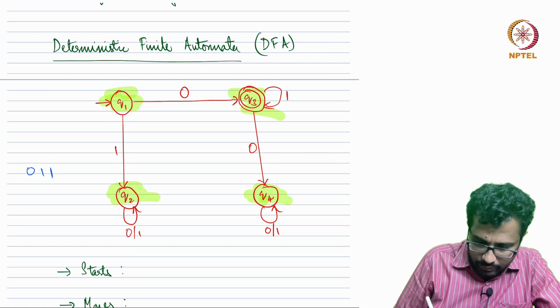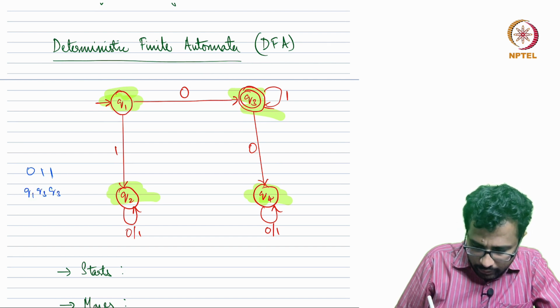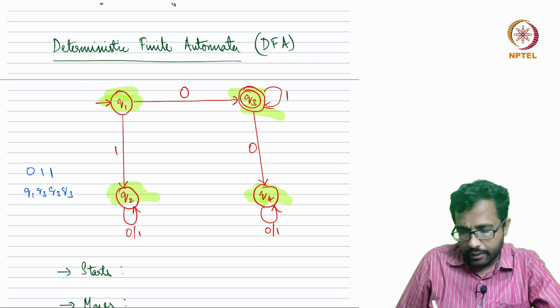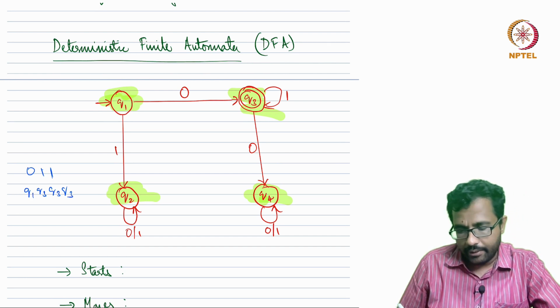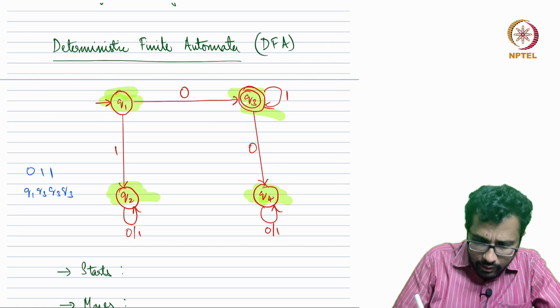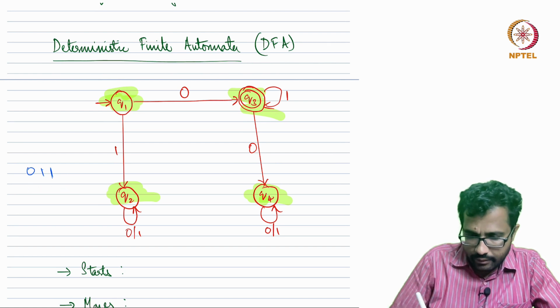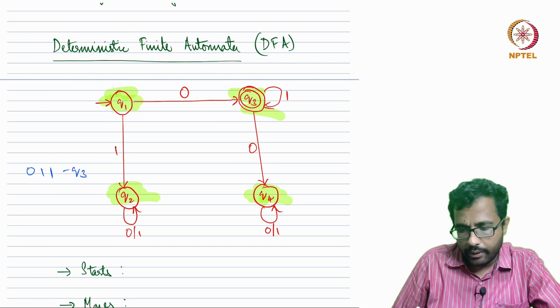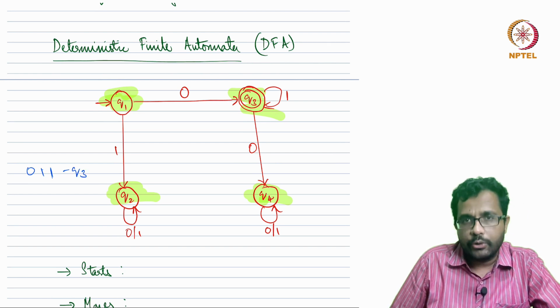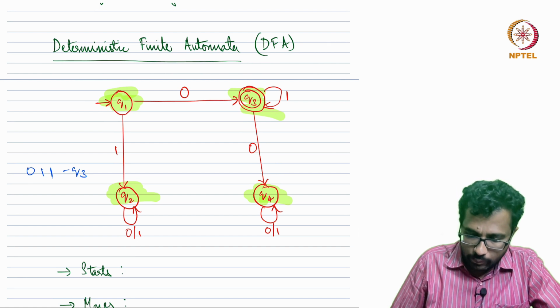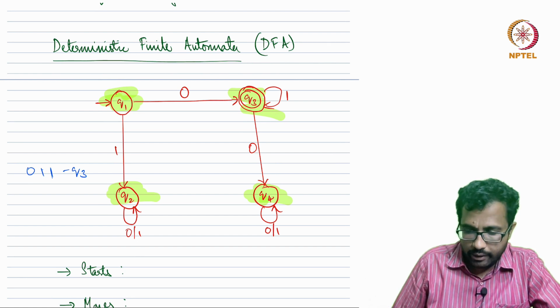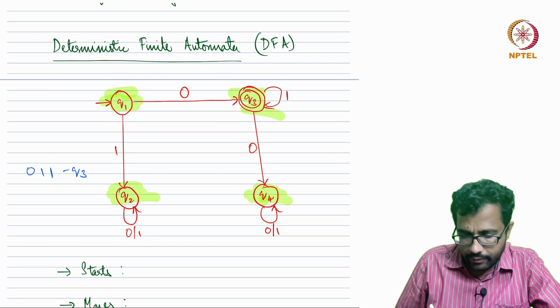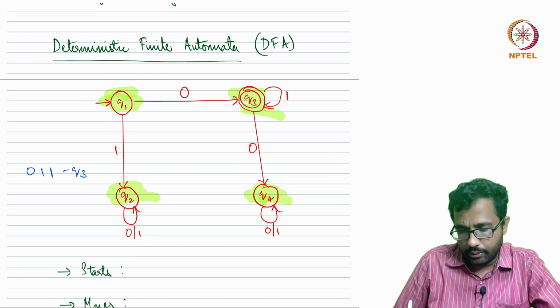So it goes like this. It first goes to Q1 and then to Q3 and then to Q3 and then to Q3 again. So this is what happens when it reads 0 1 1. It starts at Q1, reading the 0 it goes to Q3, then reading the 1 it remains in Q3, and reading the next 1 it remains at Q3 again. So at the end of reading 0 1 1, it remains at Q3.